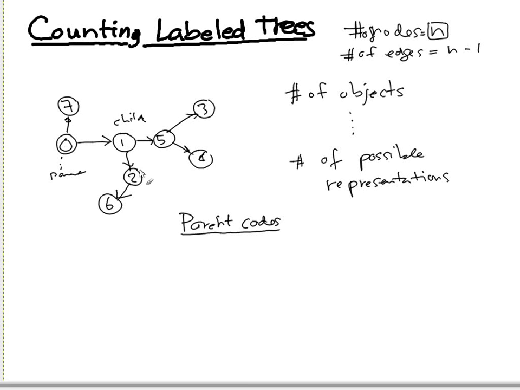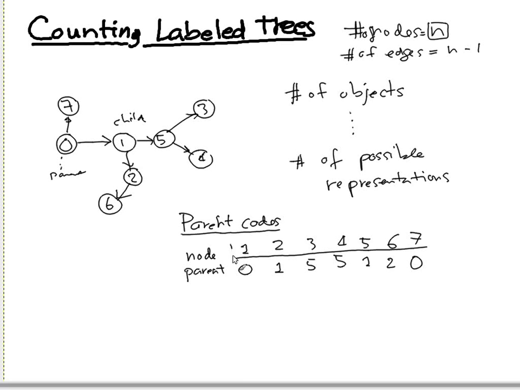Okay, and then to encode this tree, we fill in this table. So we have a node and we have the parent of that node. We look at node 1, and what's the parent of node 1? It's node 0. We look at node 2, what's the parent of node 2? That's node 1, right? What's the parent of node 3? It's node 5. The parent of node 4 is also node 5. Parent of node 5 is node 1. Parent of node 6 is node 2. And parent of node 7 is node 0.